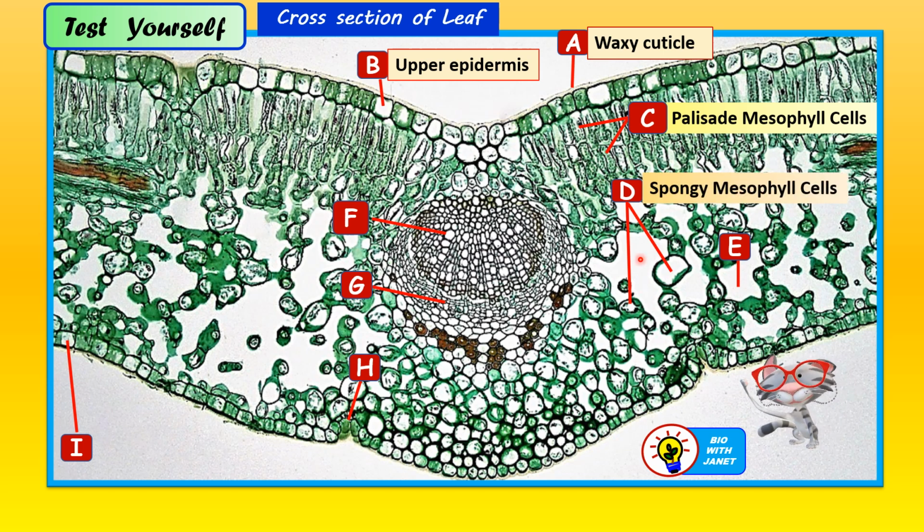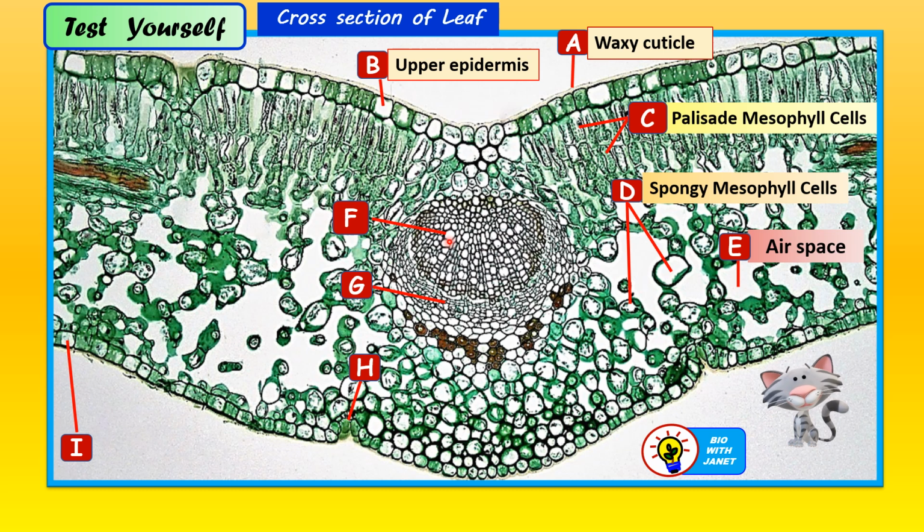D are the spongy mesophyll cells. They have irregular shapes to increase the surface area so that they can allow more sunlight, more light energy to go into the cell, and also for faster diffusion of carbon dioxide to the cells. So you can see that they are loosely arranged compared to the palisade mesophyll cells that are tightly packed or closely packed. So spongy mesophyll cells are loosely arranged to form many what? Air spaces, right?